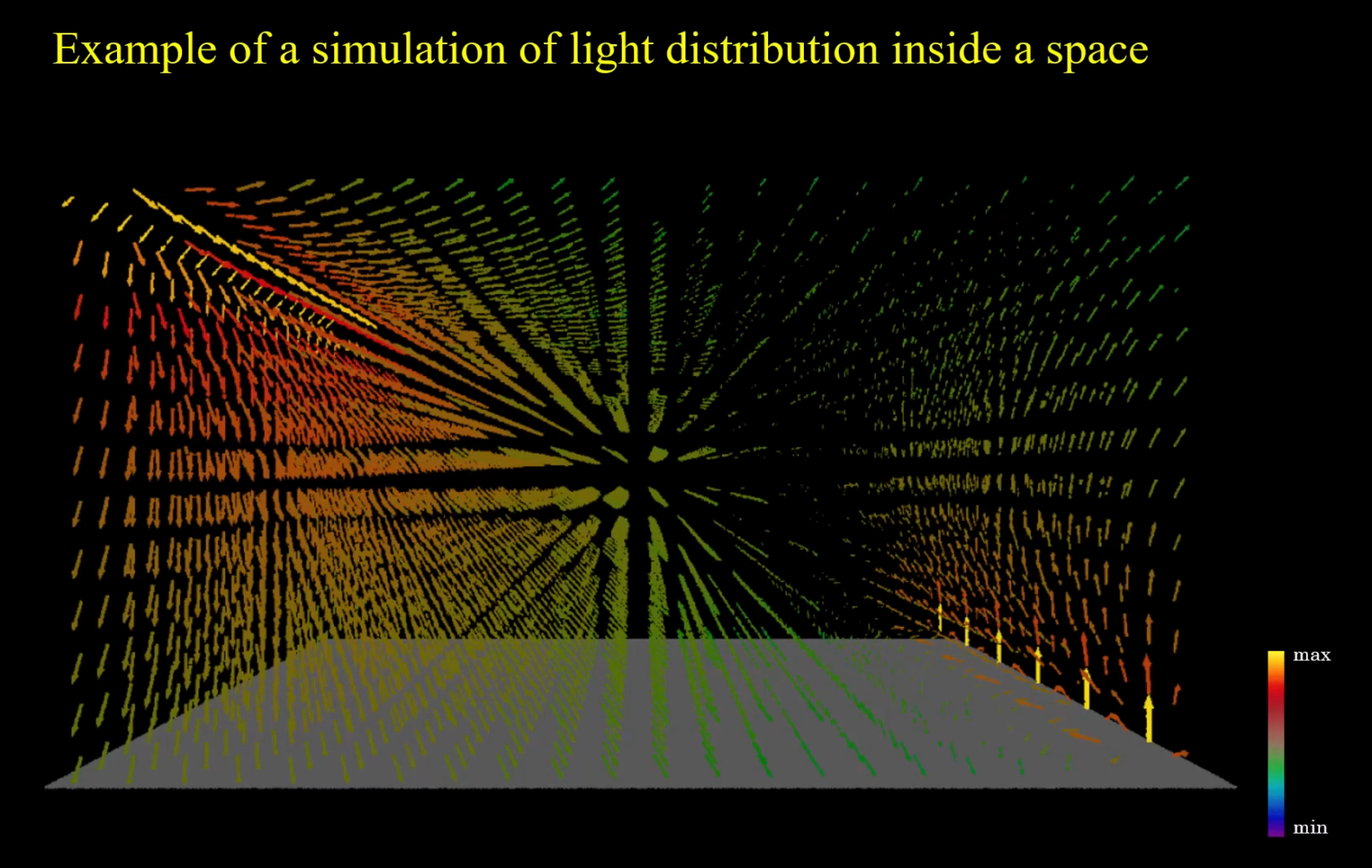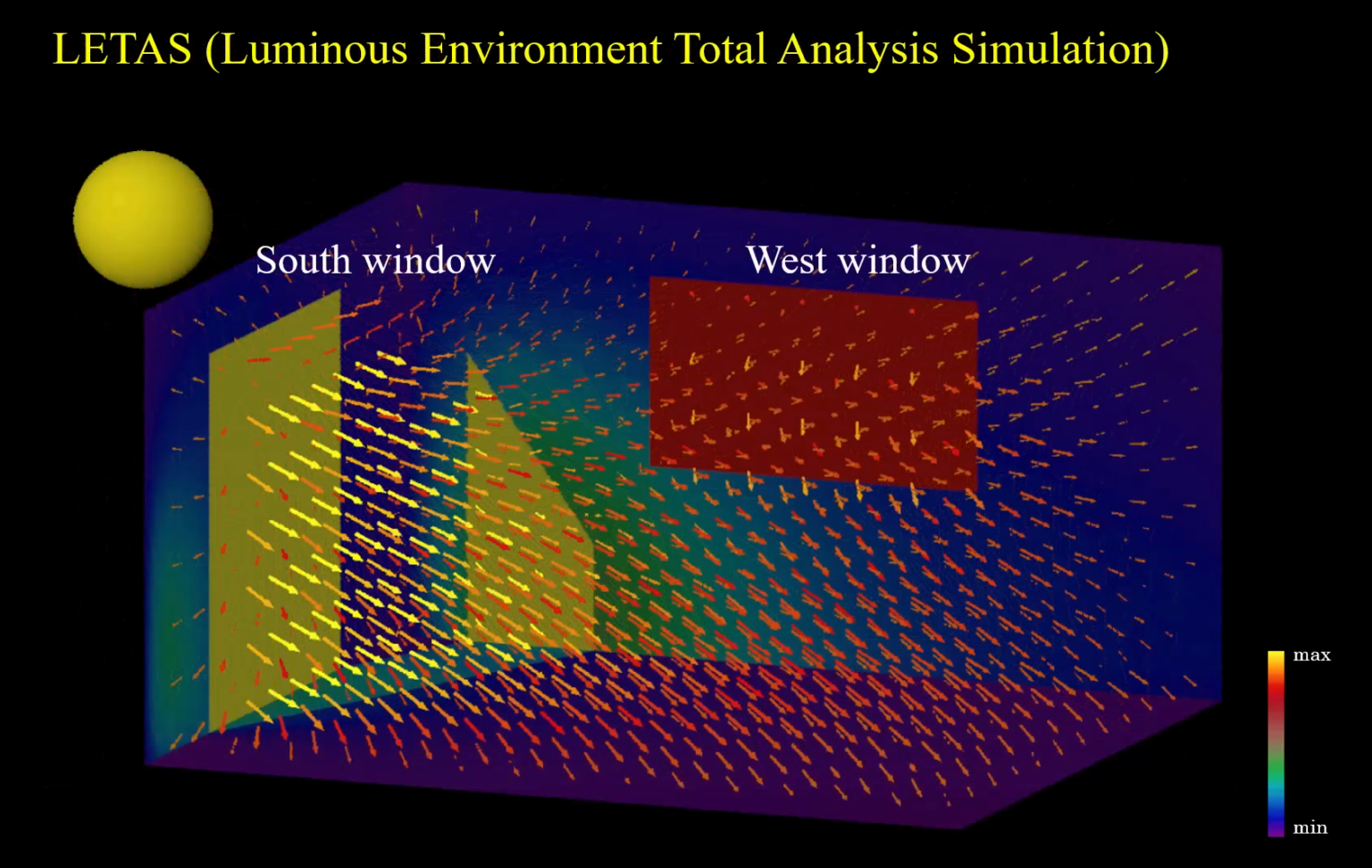Conversely, if the light distribution inside a space is known in advance, the effect of light on human behavior can be predicted, making it easier to consider the placement of people and fixtures. For this reason, in lighting design, it is important to anticipate the light distribution inside a space as well as the brightness distribution on each surface. As a tool for this, we propose the Luminous Environment Total Analysis Simulation, LETAS.